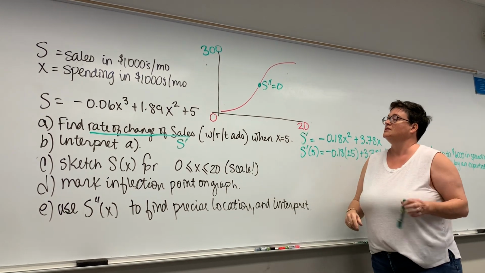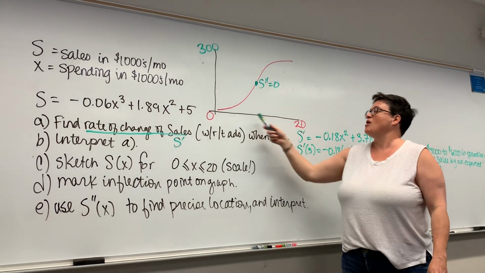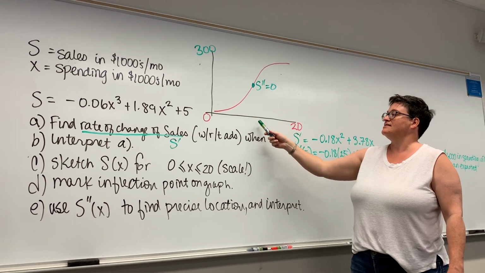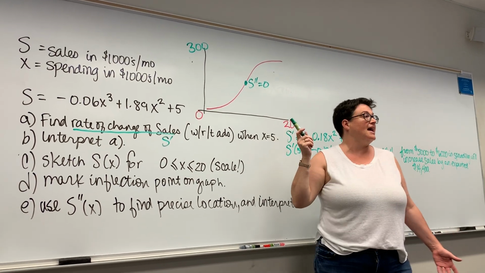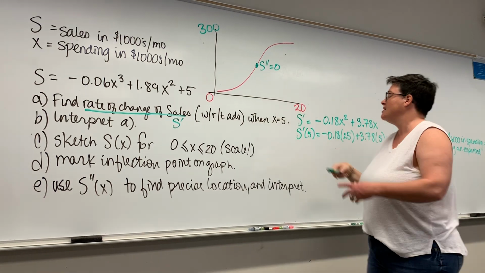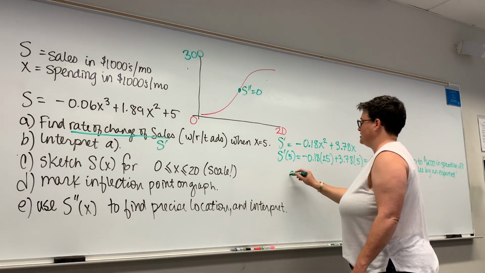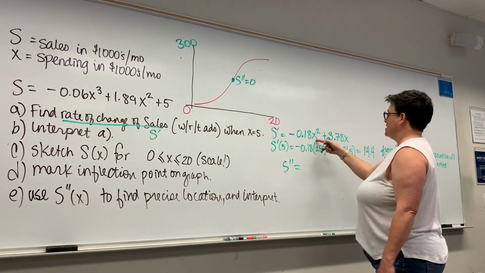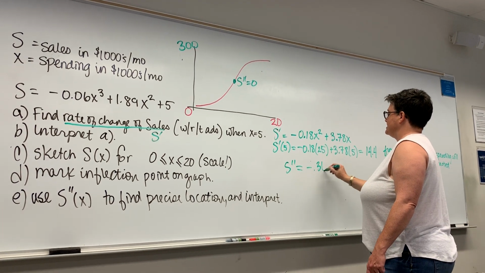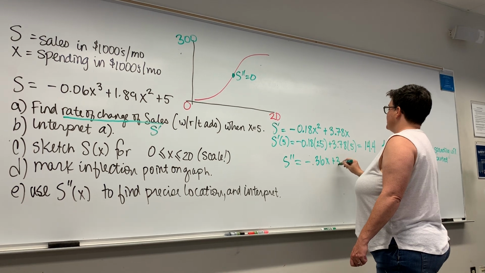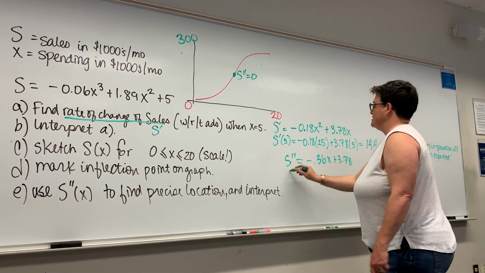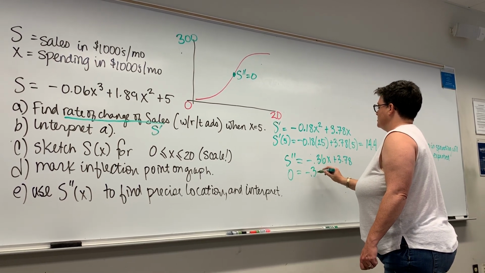Yes. So gut check, that should be approximately what value on X, guys? About 10, right? That's what my visual tells me. Now let's prove it. Use S double prime to find the precise location. S double prime equals negative 0.36x plus 3.78. Set it equal to 0.